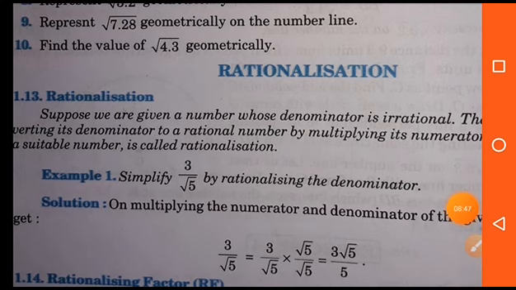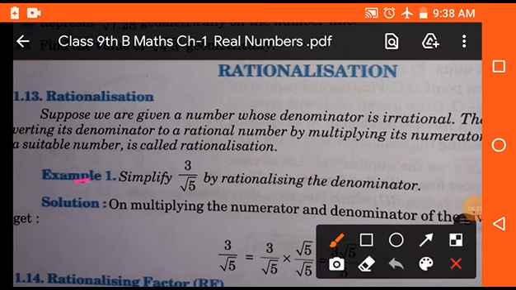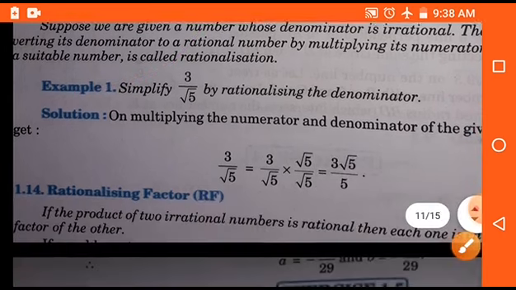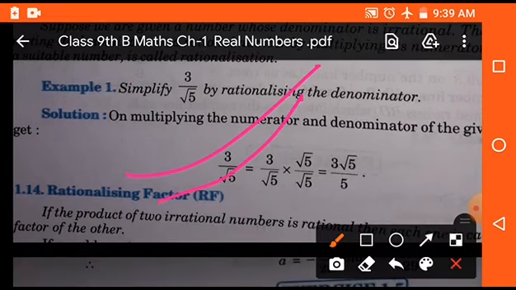Okay student, we will discuss here an example. Simplify 3 upon root 5 by rationalizing the denominator. Here the denominator is root 5. It means that we will multiply and divide by root 5, and after multiplication and division we get 3 upon root 5 is equal to 3 upon root 5 into root 5 upon root 5. That means 3 root 5 upon 5. So it is the required rationalized form of 3 upon root 5.